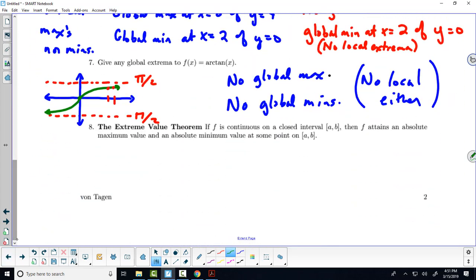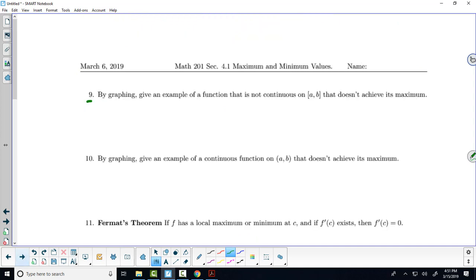So for 8, we specified the conditions that require f to have a global max or a global min, or both. Well, we're looking specifically at maximums here. So what does f have to be to guarantee you always have a global maximum? Well, one is that f must be continuous, and the second is that it must be on a closed interval. We already looked at one example of where this might fail if we lack one of those two requirements.